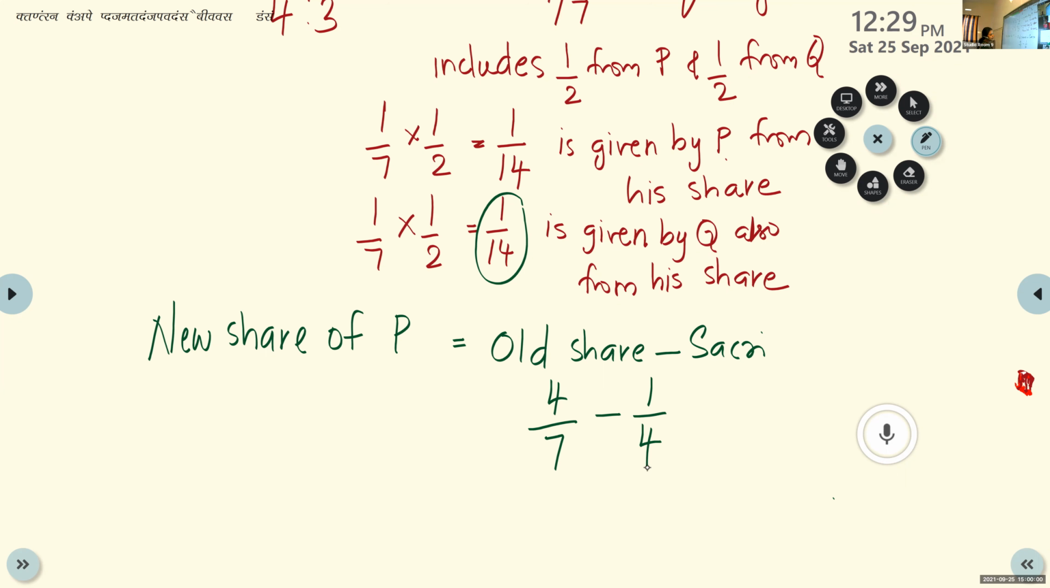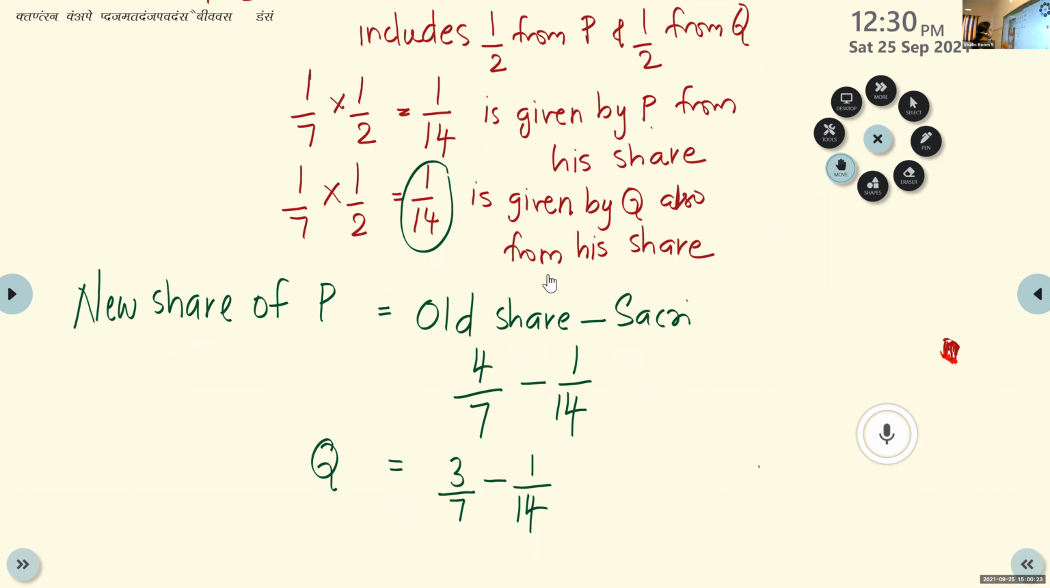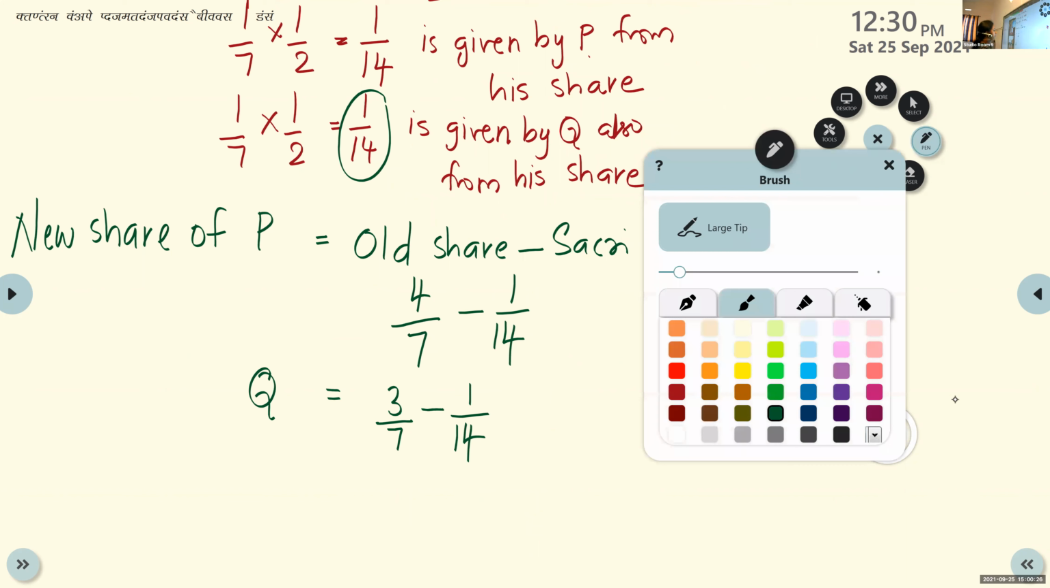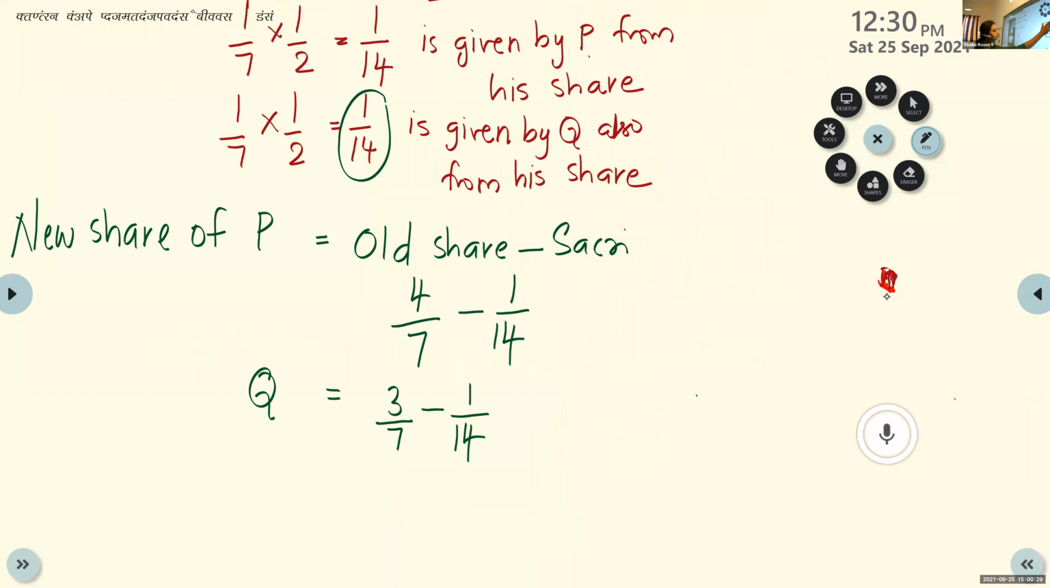Same way, Q. Old share is 3/7 minus 1/14. Now solve this. How will you solve it? That is the task. Find out the LCM. 7, 14. In which table will it go? 7, 1, 7, 2, 2, 7, 14.